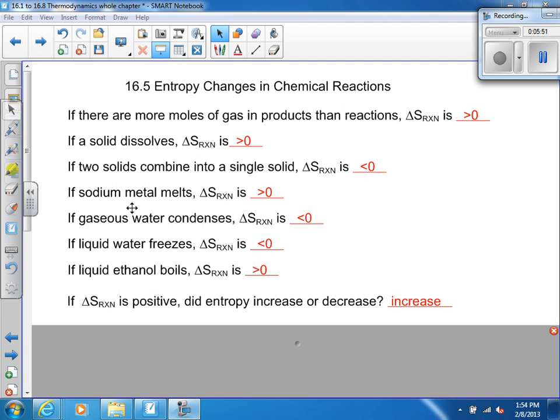We have a gas going to a liquid. Entropy went down, negative. We have a liquid going to a solid. Entropy goes down, delta S is less than 0. Liquid going to a gas, entropy increased. If delta S reaction is positive, entropy went up for the products.